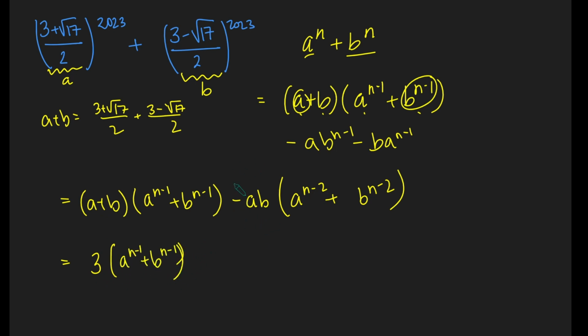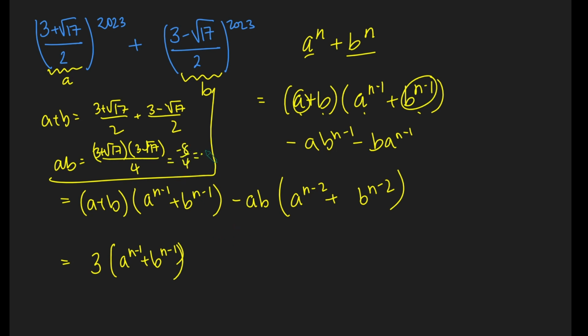Okay, what about a times b? Well, again, I can just work that out. A times b here, what would that be? That's going to be (3 + √17) times (3 − √17), all over 2 times 2, which is 4. Now the numerator is just the difference of two squares. I get 9 minus 17, which is going to be minus 8 over 4, which is minus 2. And so this minus ab term is going to become minus (−2), so plus 2, and then I've got a^(n−2) + b^(n−2), like so.